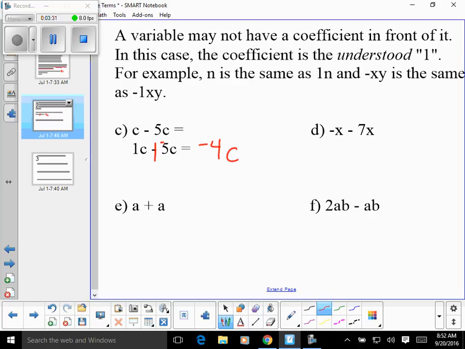For D, I'm going to change it to add the opposite. And I'm going to insert a 1 there because it just helps me a lot. Now I'm going to take -1 plus -7. That's -8 and x. A plus A really means I have 1 plus 1, so that's 2a. In F, I really have 2 minus 1. Now here I don't necessarily rewrite, although some students do, and they'll put an addition sign in there, and then insert a -1. If that's going to help you to get it right, I would suggest you do it. 2 plus -1 is 1. I'm not going to write that. I'm just going to leave this as AB.